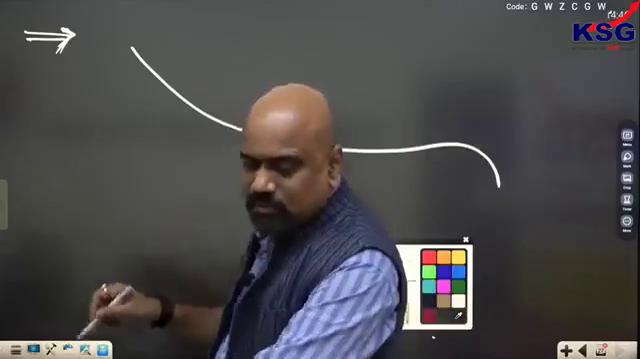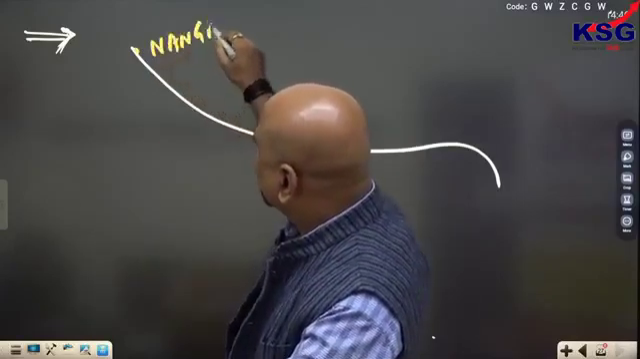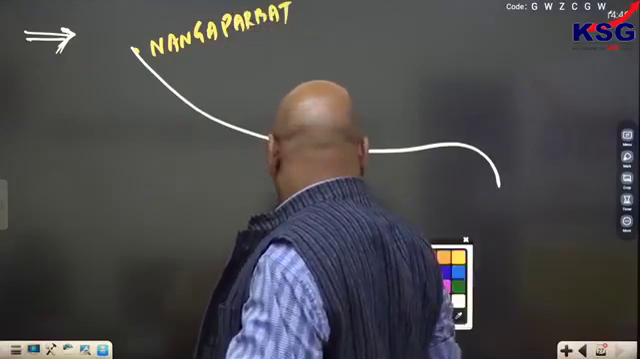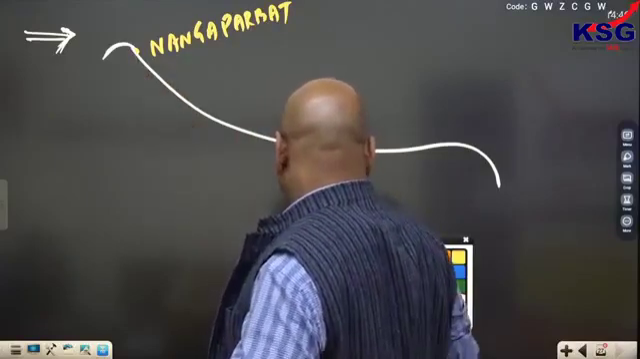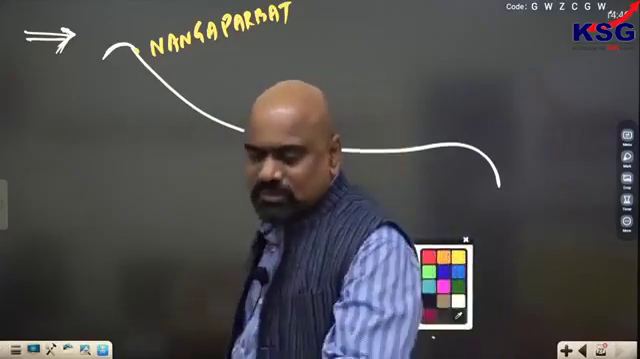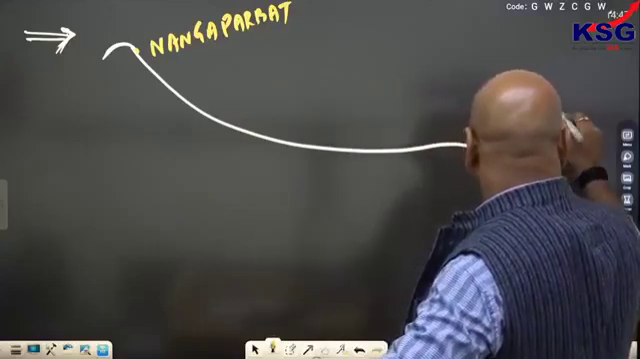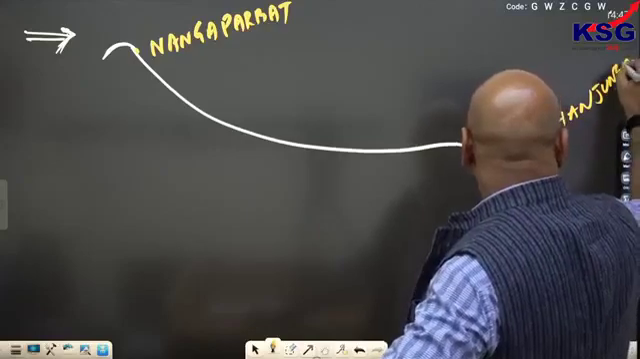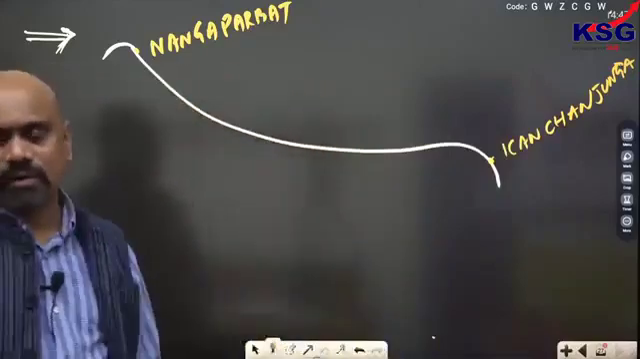What are the peaks? For example, as you know, this here is Nanga Parbat. I have already drawn it earlier. Here is Nanga Parbat, the northernmost on this side, and here you have Kanchenjunga. Kanchenjunga and Nanga Parbat, two, you got it. Now, what are the other peaks here?